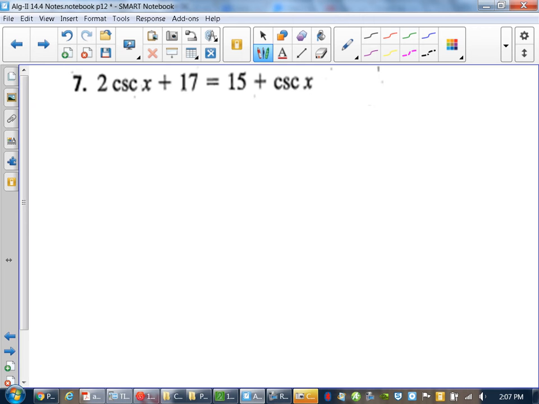Should be -2. So this one here, you pick on the little guy. I'm going to move the cosecant from the right to the left. At the same time, I'm going to move the 17 from the left to the right. In doing so, I'm going to get cosecant of x equals -2.